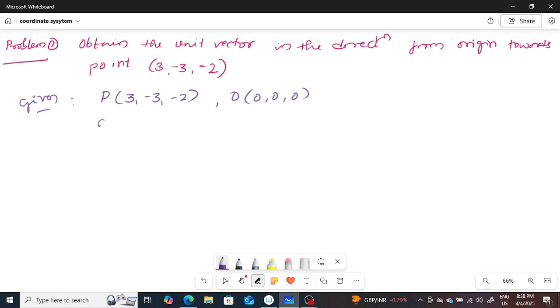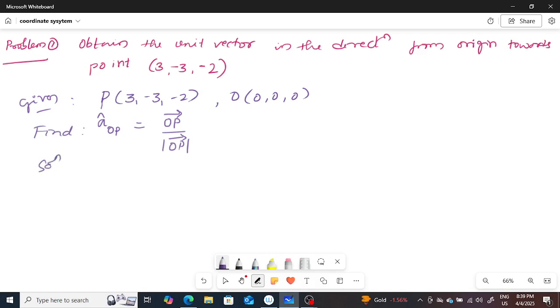So what do you need to find out? You have to find the unit vector from origin to point P. So what is the formula? It is the OP vector divided by the magnitude of the OP vector. These are the given points, so you have to find this. Now the solution.